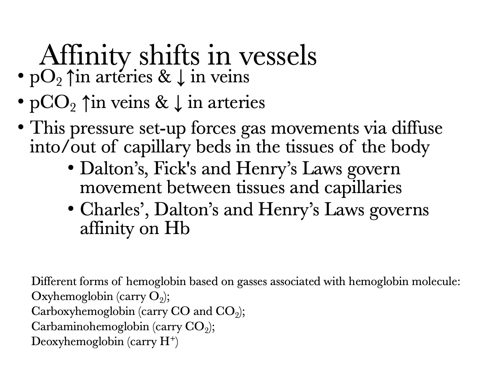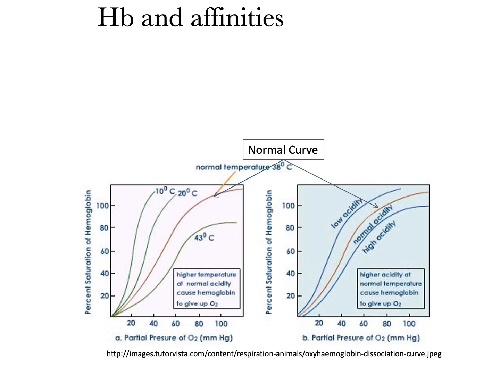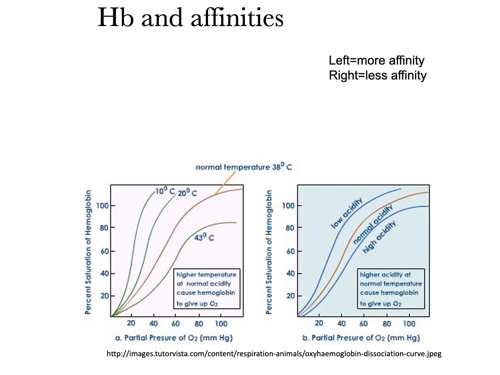And so what we start with is our normal curve, where we have normal levels of acidity and the normal body temperature. If I happen to have a right shift, I am shifting away from my saturation points. If I happen to have a left shift, I am shifting towards my saturation points. So if I happen to have left shifts, I am more apt to saturate.